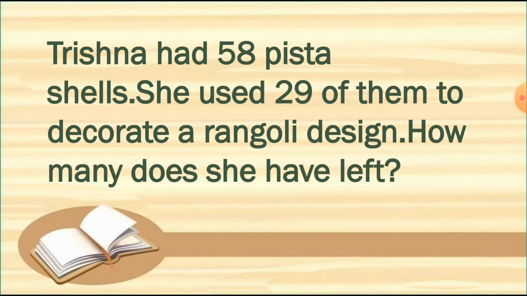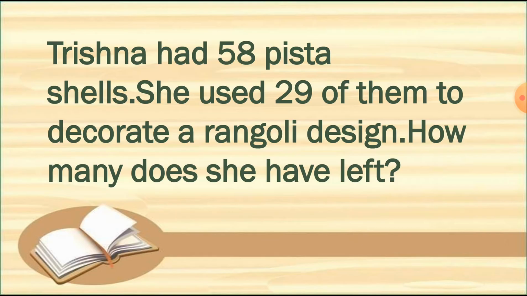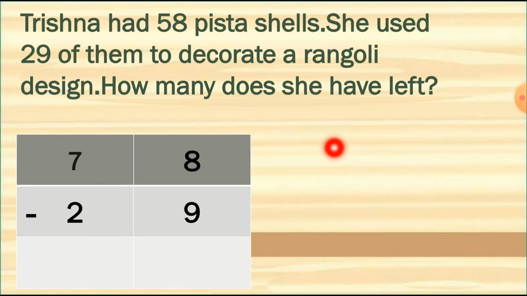Do you want to see how pista shells look and how we can make a rangoli with them? Have a look. These are pista shells and we can draw a rangoli with them. You can color the pista shells and make a rangoli this way. Now here is the question: Trishna had 58 pista shells and she used 29 to make this type of rangoli. So how many pista shells are left?